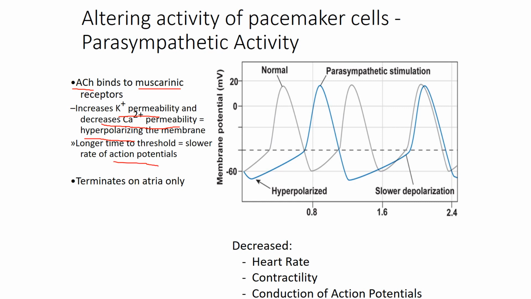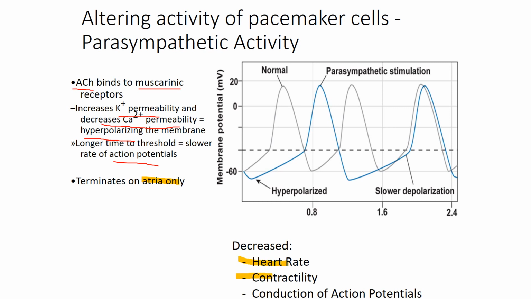Now, a big difference here is that it is going to terminate only on the atria, okay? So whereas the sympathetic can affect both the ventricle and the atria, here with the parasympathetic, it affects only the atria. So it's only affecting then the SA node, and so the SA node is slowing down. And so the SA node is going to decrease the heart rate.